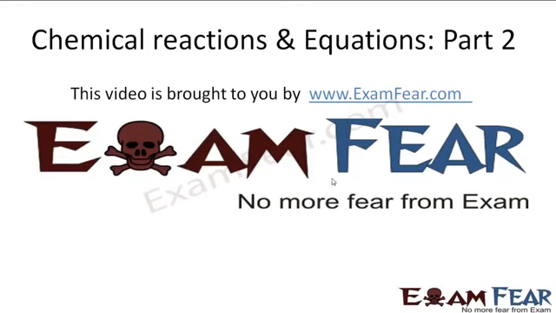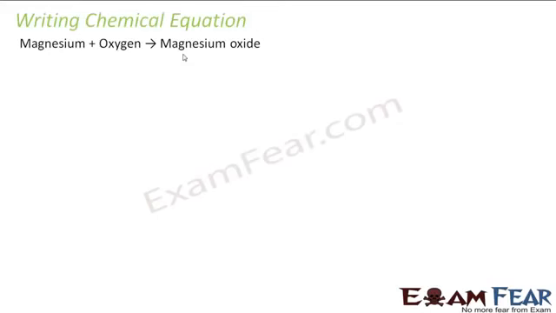Before watching this video, please make sure that you have watched part 1. So, why do we need chemical equations? Till now we have learned what a chemical reaction is, where some chemical change happens, and we have reactants and products. Now we are learning chemical equations. Why do we need them?